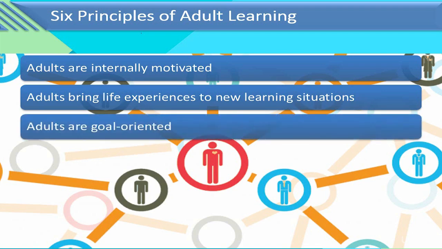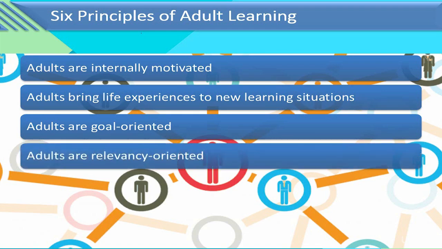Adults are goal-oriented. Adults must have a need for learning. If an employee is expected to have certain skills or knowledge, the level of interest in training will be higher than if the same skill is not required for successful job performance. Providing just-in-time training is very important for the success of the course.